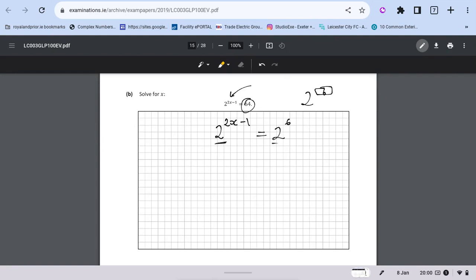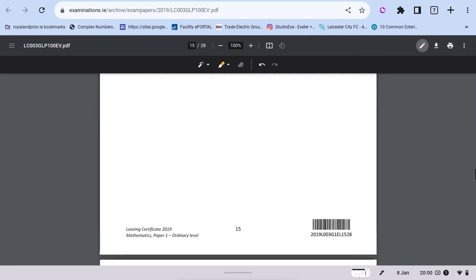Now we've got downstairs sorted, we work upstairs. And upstairs we have 2x minus 1 and 6. That's the equation we're solving. And then just numbers one side, letters the other. 2x equal to 6 plus 1. 2x equal to 7. x equal to 7 over 2, or 3.5. I would suggest verifying your answer, subbing it back in up here, and you should get 64.